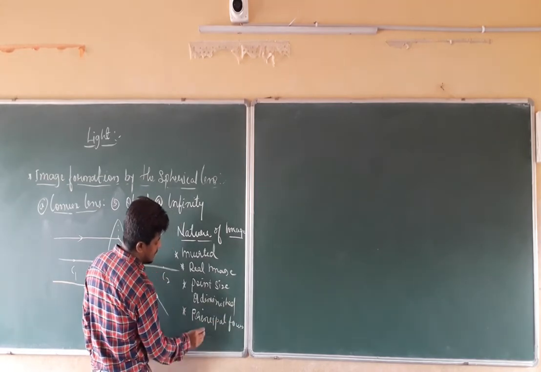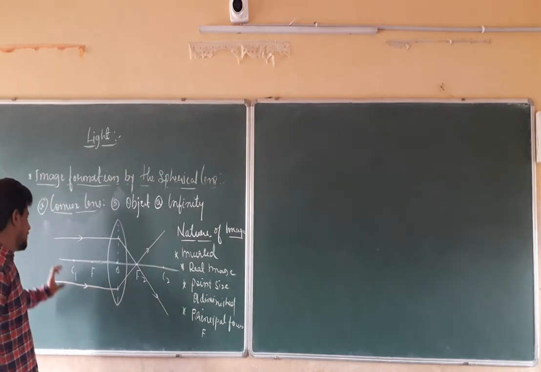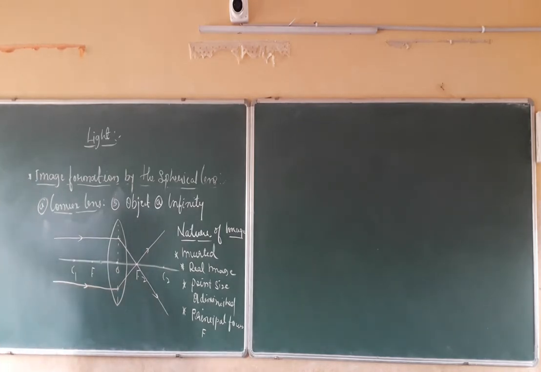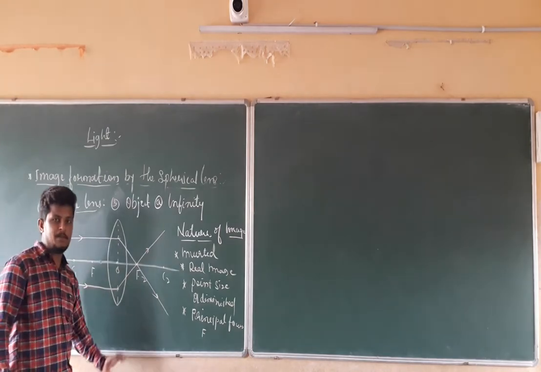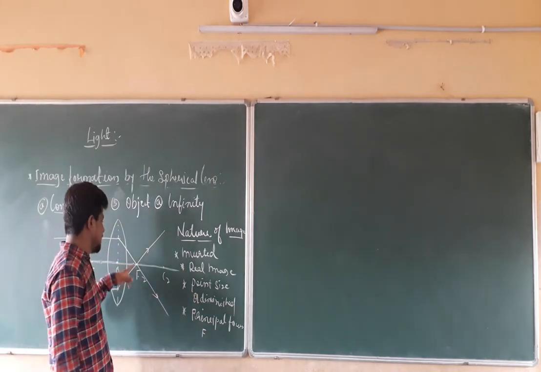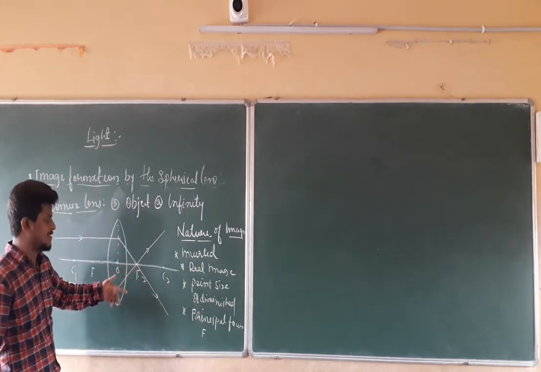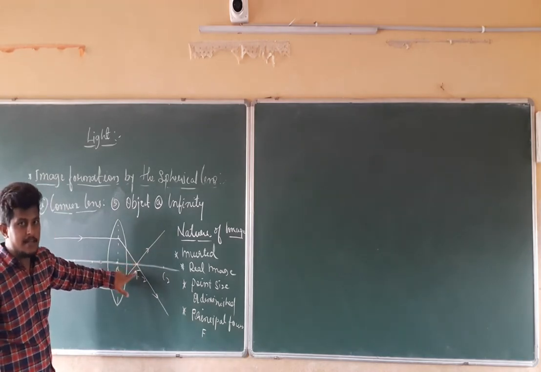That is nothing but, when an object is kept at infinity, the light rays which come are always parallel to the principal axis. On refraction, they are going to pass through the principal focus. At the principal focus, where the two refracted light rays intersect with each other, there the image is going to form.